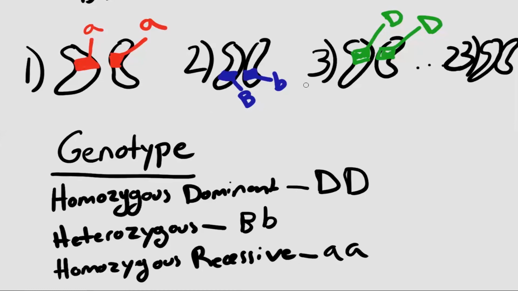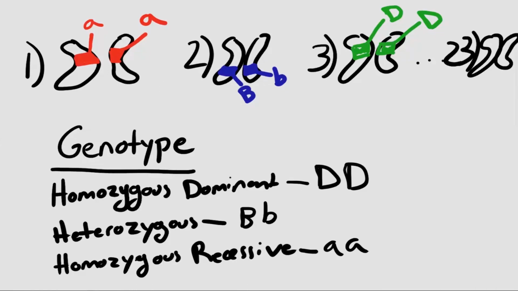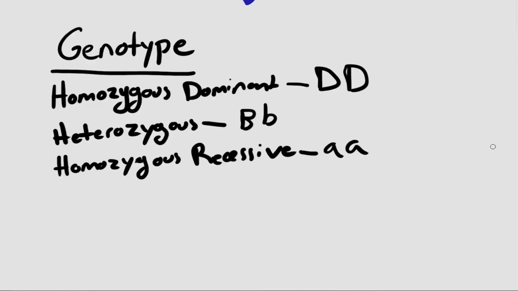All right, so for gene D, this individual is homozygous dominant. For gene B, this individual is heterozygous. And for gene A, this person is homozygous recessive. Okay, so let's talk about how this relates to phenotype, or what trait you're going to express. All right, so when we're talking about genotype, we're talking about what two alleles you have for any specific gene. When we talk about phenotype, is what trait is being expressed because of those alleles.